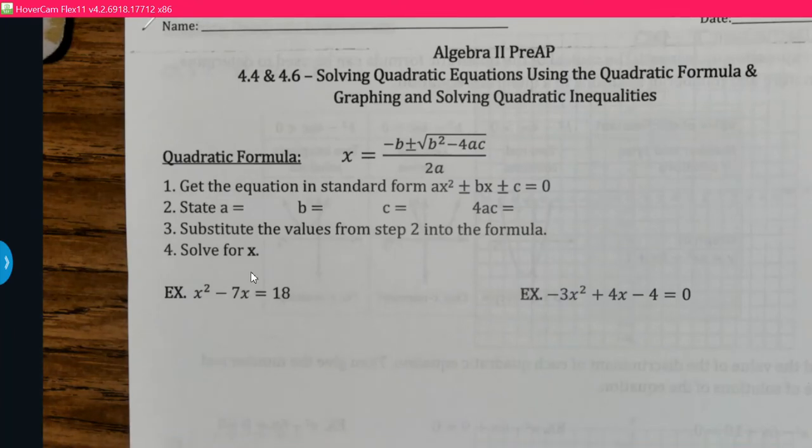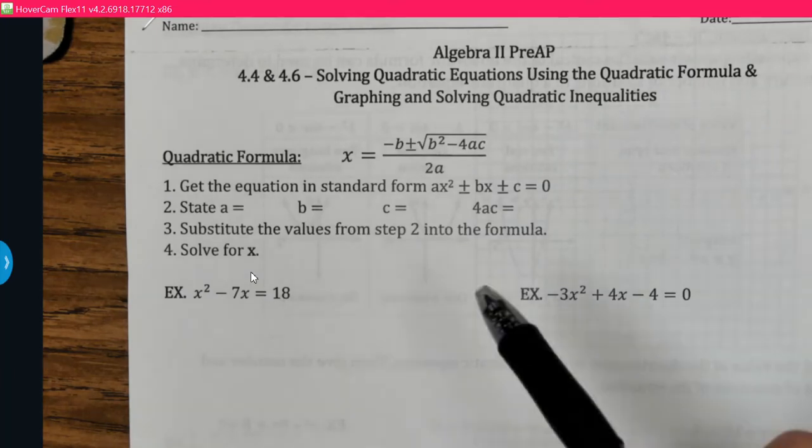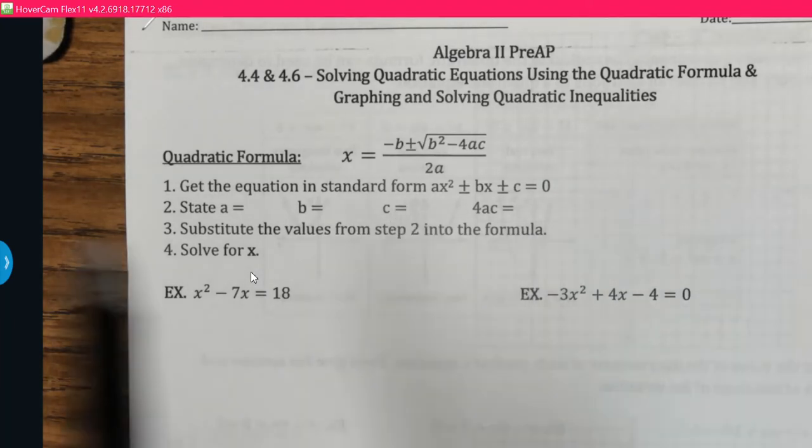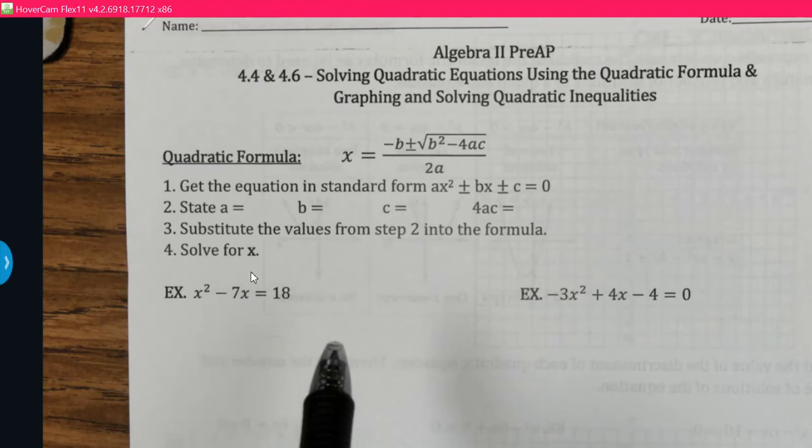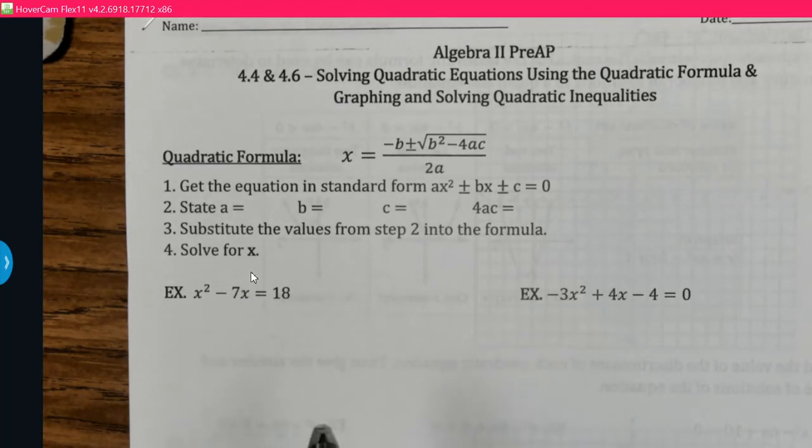This portion is your 4.4 portion, which is solving using the quadratic formula. Most of the concept of this is an Algebra 1 skill. But whether you learned it or not when y'all were in 8th grade is a different story because of COVID.